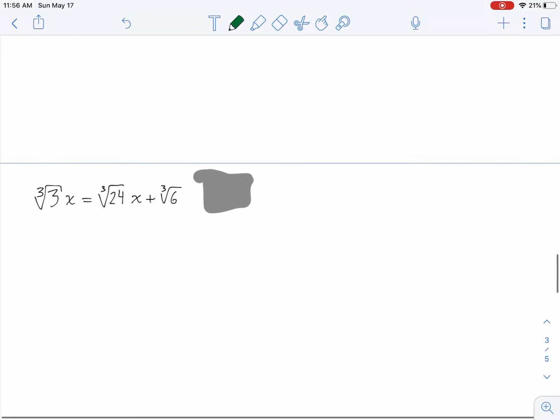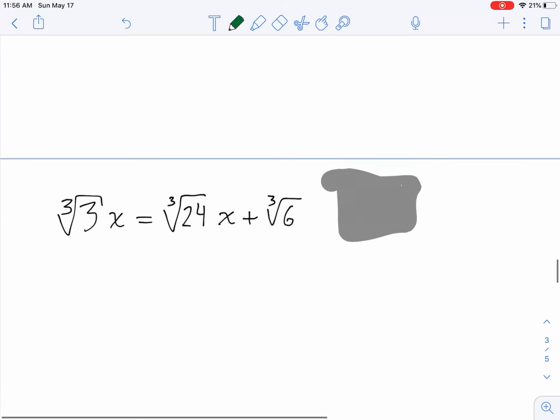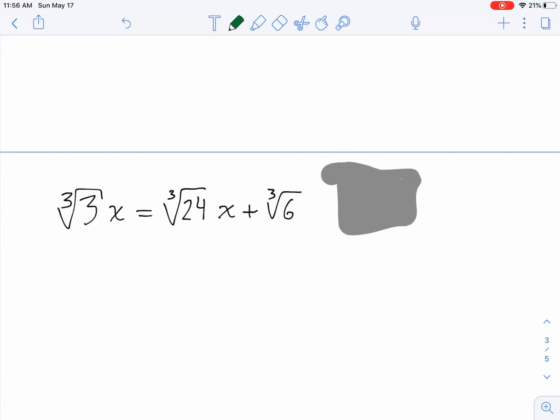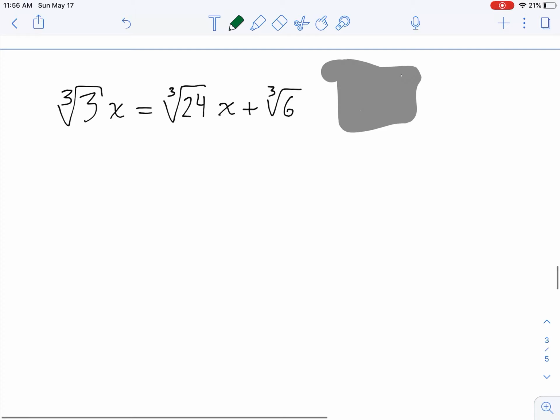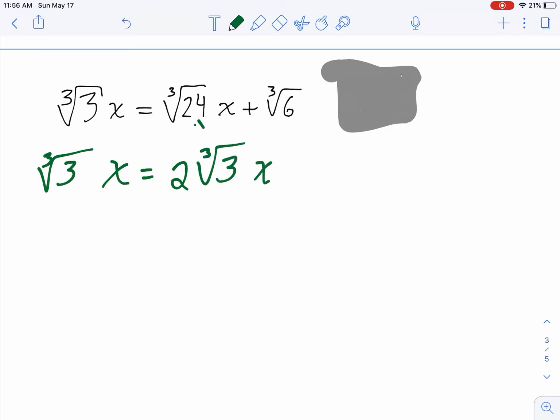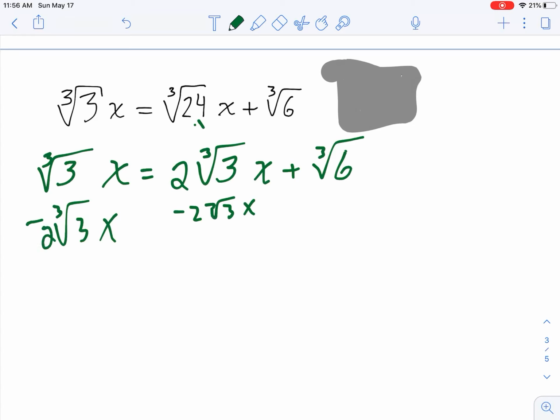All right, cube roots, those are interesting. Let's just take a quick gander at this. Huh. All right, my x is outside of the radical, so I'm going to look into simplifying first. And I have an 8 hiding in here, so this will be 2 cube root of 3x plus the cube root of 6. I'm going to subtract my 2 cube root of 3x, and so I will have, oops, this was a 2.